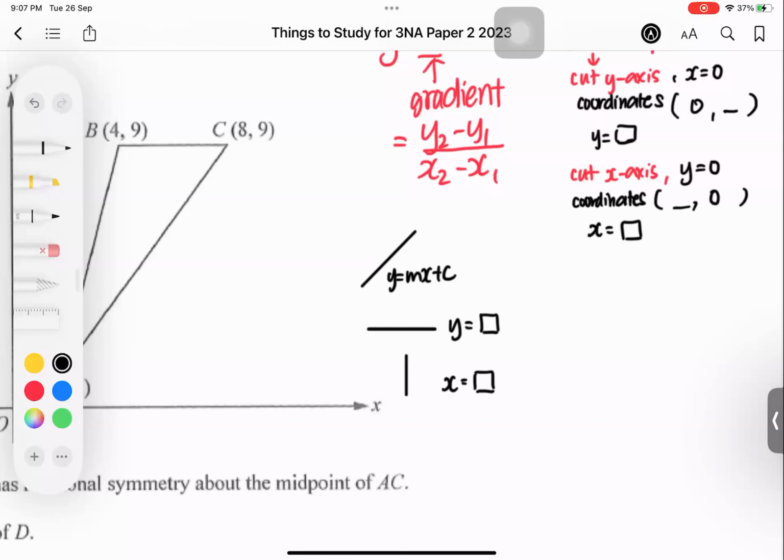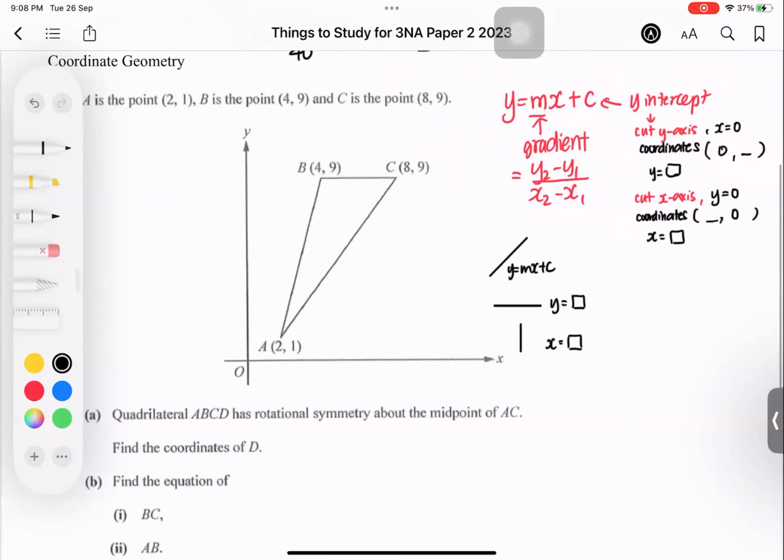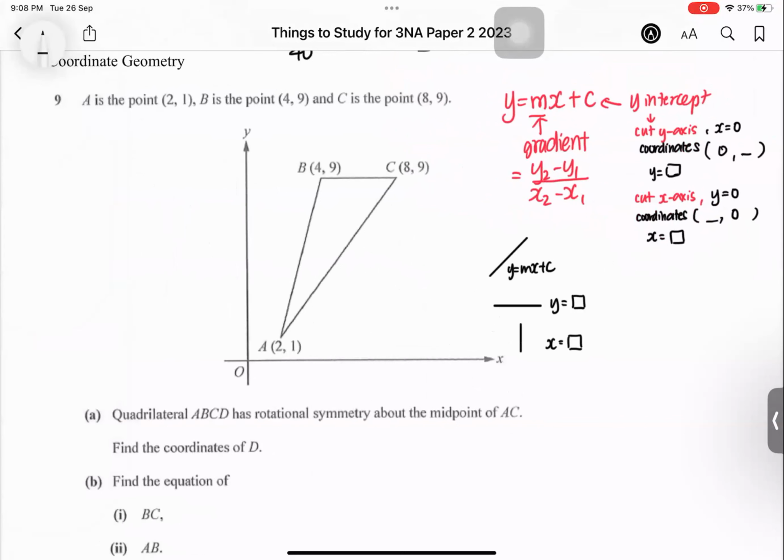Okay, general equation. So how do we find the equation of a straight line? First one, find gradient. Number 2, substitute a point, find y-intercept. Okay, now without further ado, let's begin. We have so many different points.